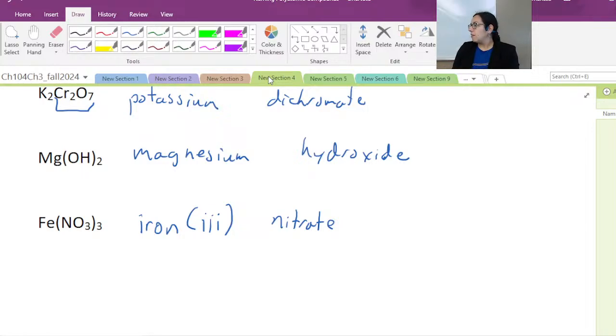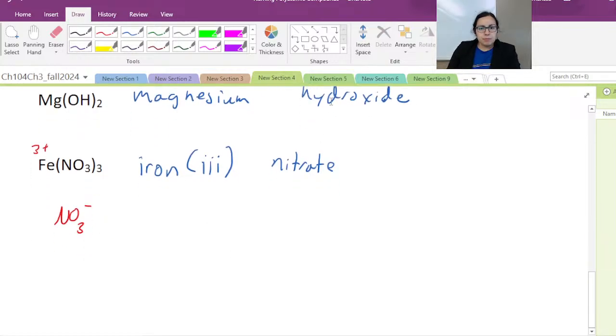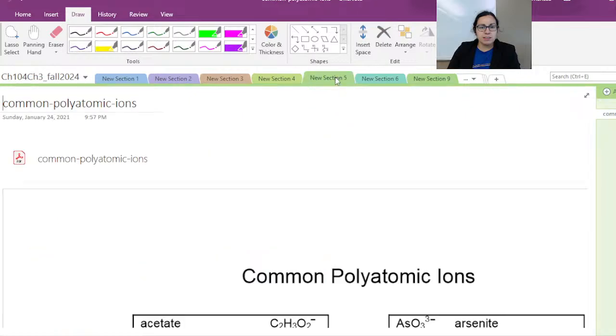How do we know to use iron 3 in this one instead of iron 2? We have to base it off of the nitrate. We look at nitrate on our chart: NO3 with a -1 charge, and there are 3 of them. So iron has to be 3+ to balance that out. Same as before, you're just balancing out the charges. That's why I'll let you use the cheat sheet: you refer to the polyatomic charge and base the metal charge off of that. We'll probably have time for more practice today.